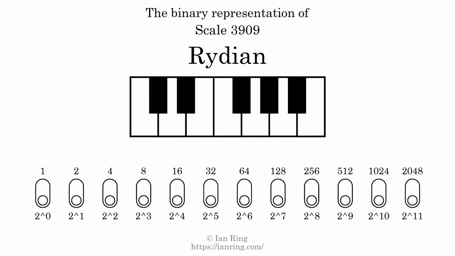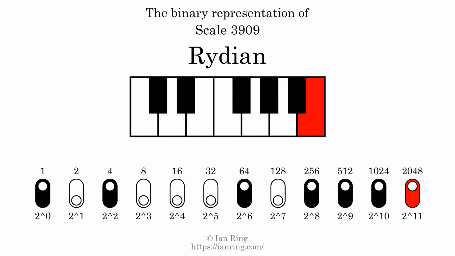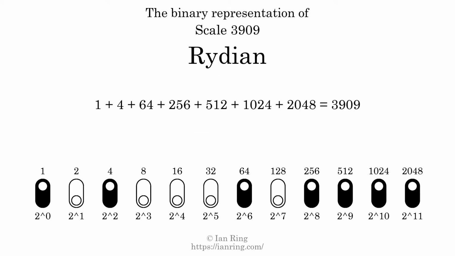The binary representation of this scale is determined by mapping tones of the scale to binary digits. Each binary digit represents a power of 2. To get the scale number, we add the powers of 2 together. The powers of 2 that are present in the scale, all added together, equals 3909. That is why the scale number, in decimal, is 3909.